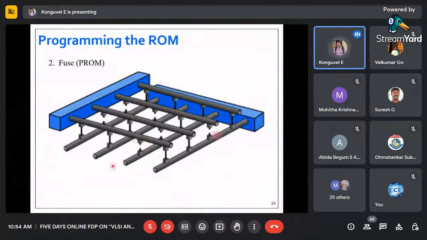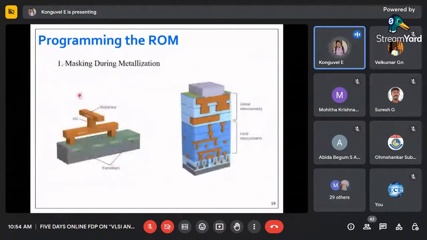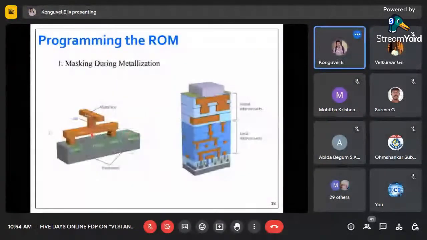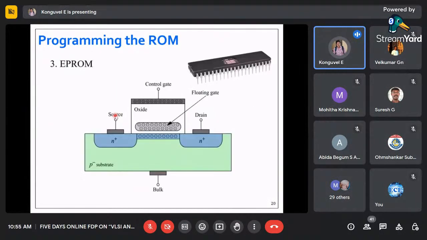So what is the difference between masking and this kind of fusing? Masking means for every design, we have to use an individual mask. That impacts your cost. But in the fuse, it is not like that. You use the same mask, you manufacture this, and wherever I do not want the connection, I can fuse it. So same mask for different applications, whereas here, individual mask for individual application. That is the difference between masking and fusing for PROM.